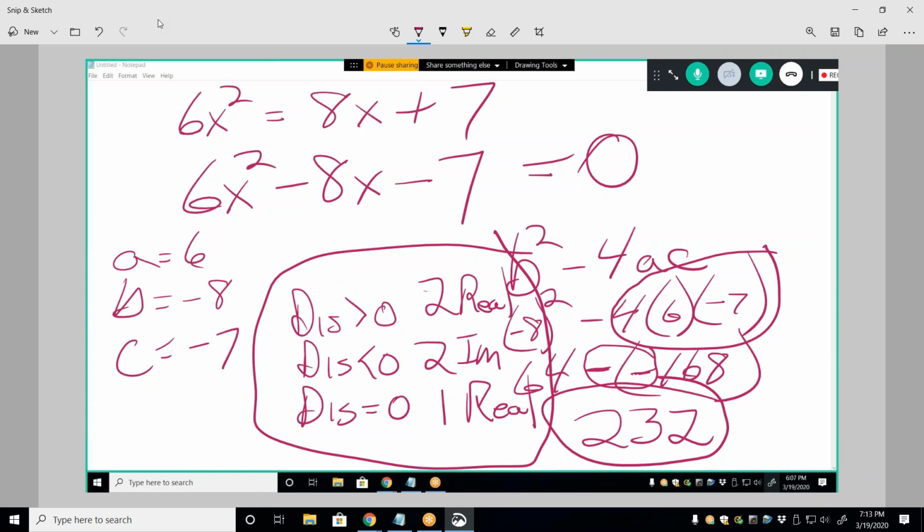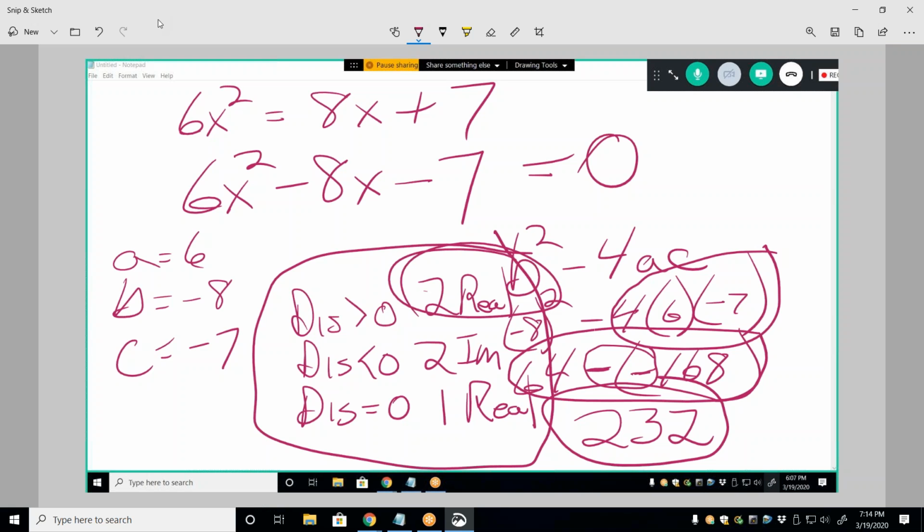And then you just have to calculate the discriminant. You don't care what the number is, you just care whether it's plus, minus, or 0. So the moment we saw that, we knew it was plus. We don't actually have to figure out that it's 232. We just have to know we're adding two positive numbers. We're going to get a positive answer. That means two real.